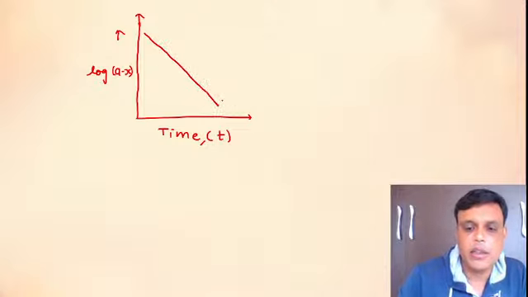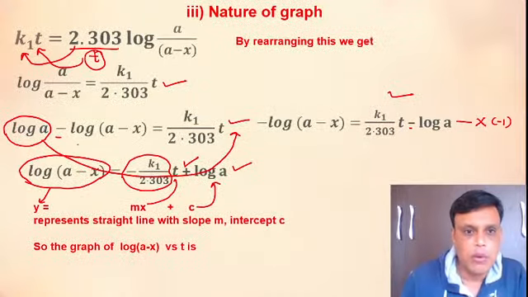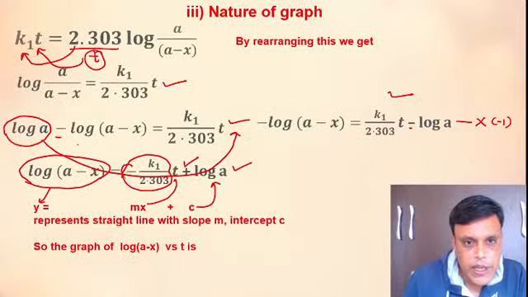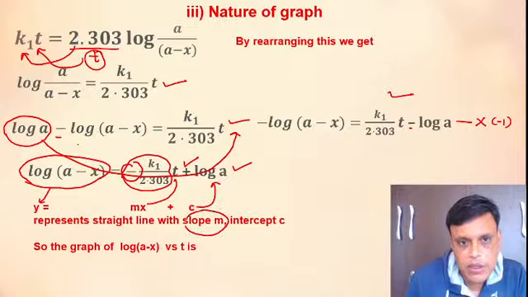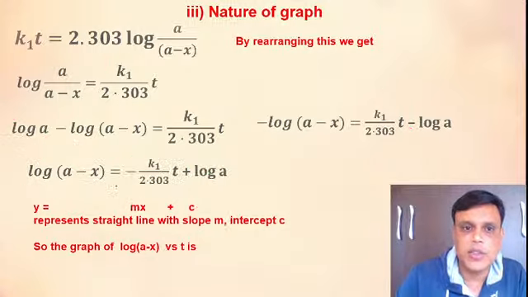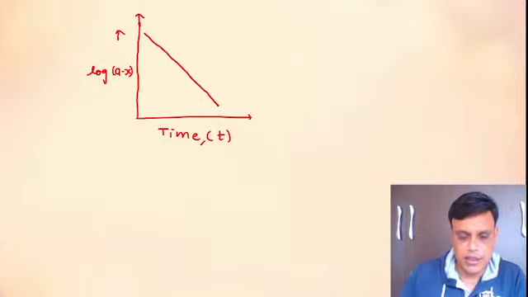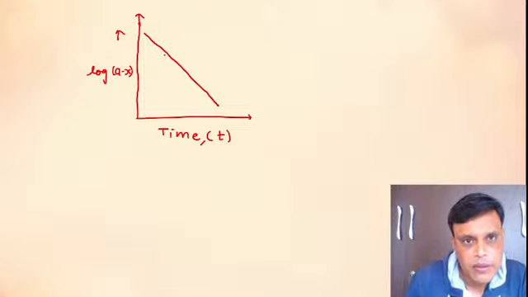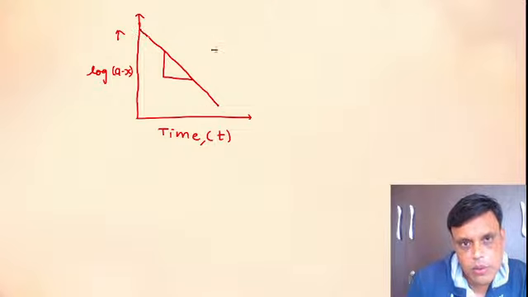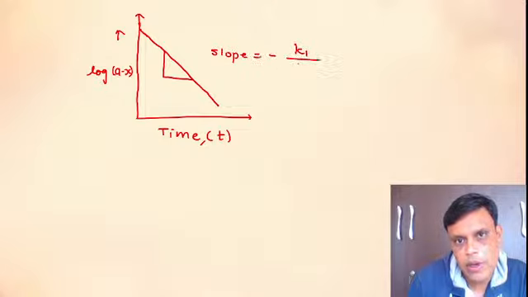Now here हम लोगों ने देखा, here slope is negative. ठीक है. M is your slope. So slope is negative. Negative means nature of the line is like this. So here you will get the slope. If you plot this slope, you will get slope here, and this slope is equal to negative k1 upon 2.303. This is your slope.